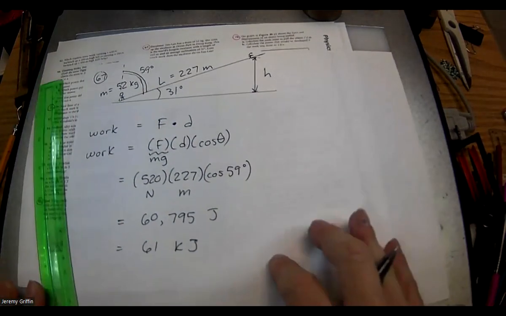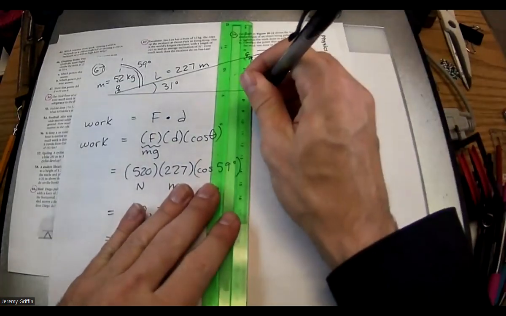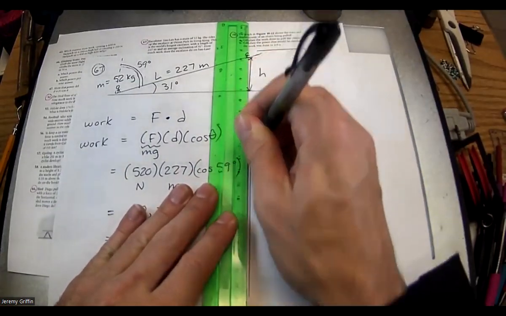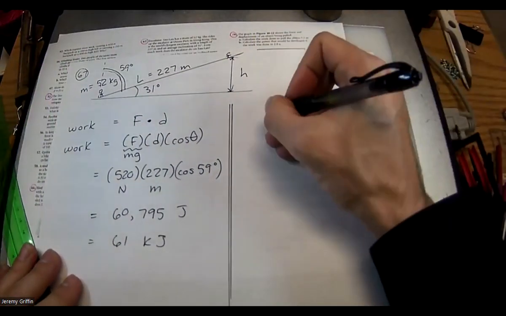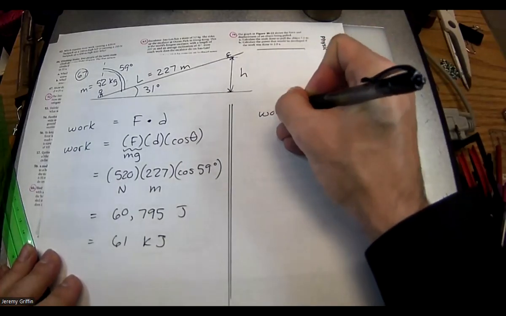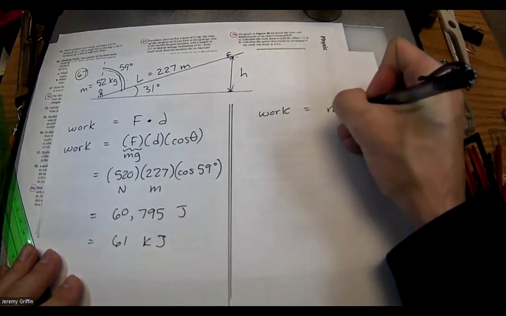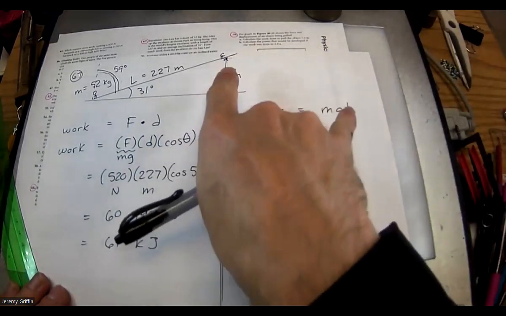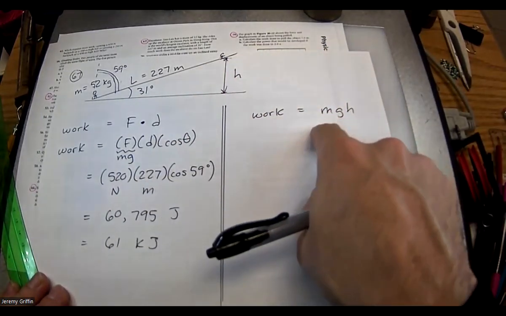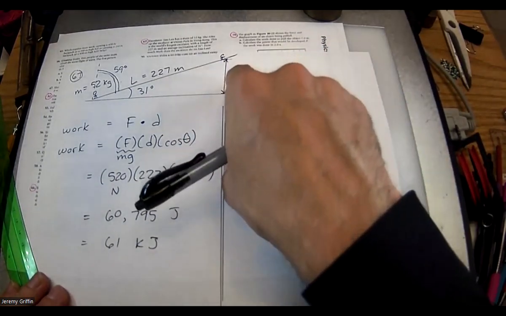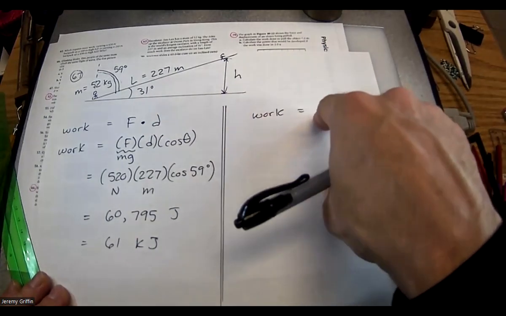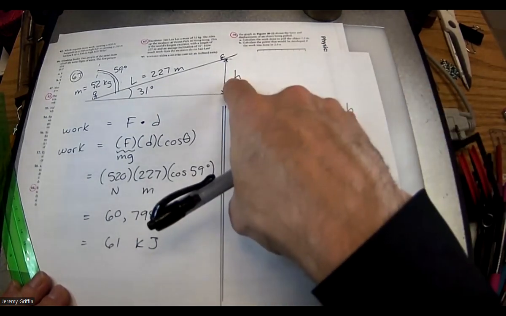Now, another way you could have done this is you could say the work done lifting her is equal to the potential energy that she ends up with at the end of this escalator ride. Could be like that. But now we know her mass, we know the gravity field, but we do have to solve for this height, right?